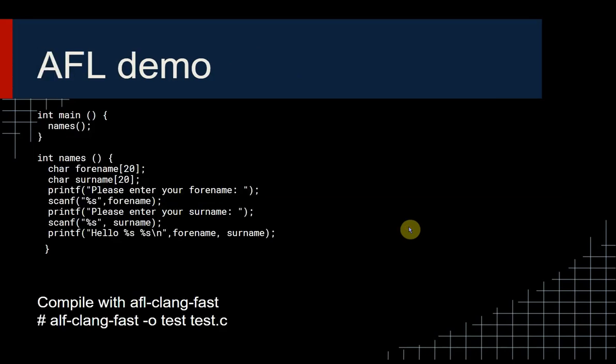Now, what I want to do is just run through a very quick demo. So I'm going to go through the practical. The practical contains this very simple code. I have a main function. It calls a names function. My names function has two statically declared arrays. Into those arrays we're putting some user input. We're not checking the size of that user input. We're not doing any validation at all on that user input.